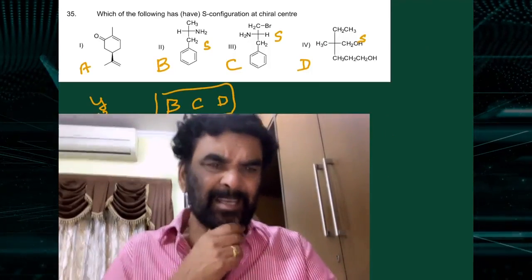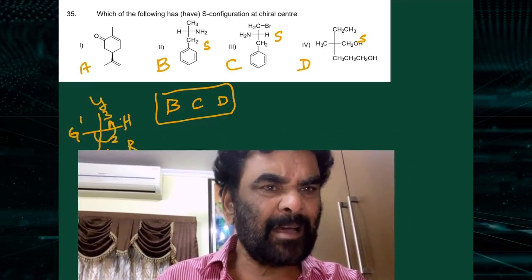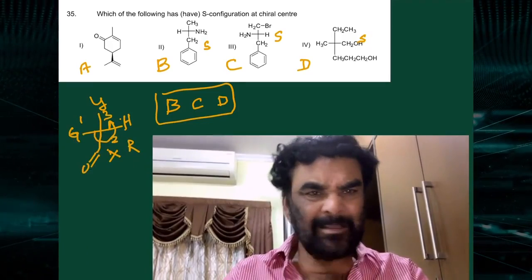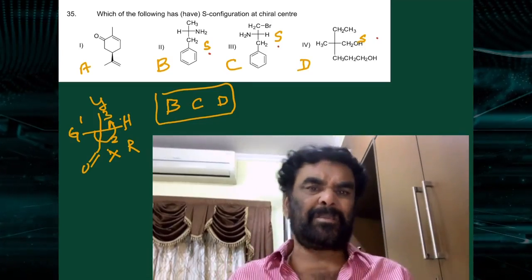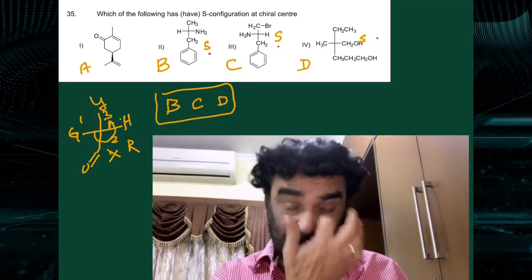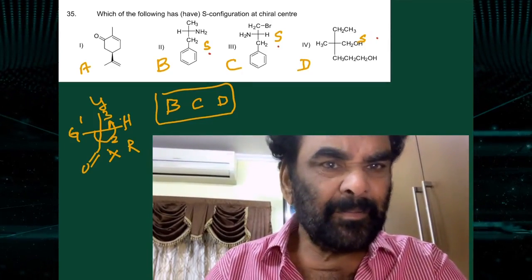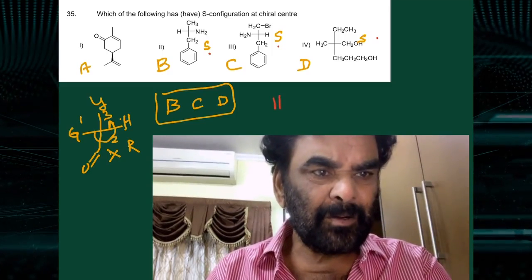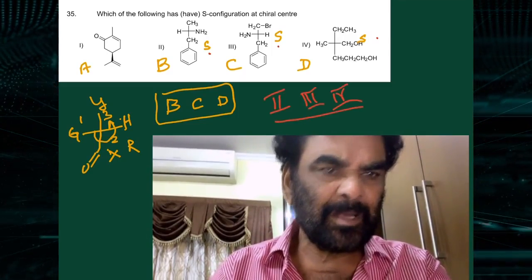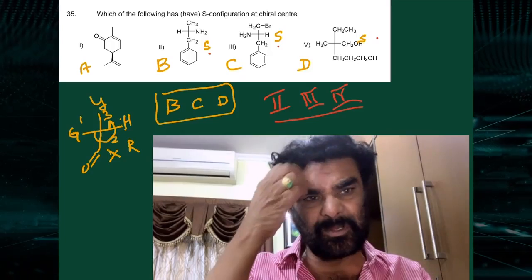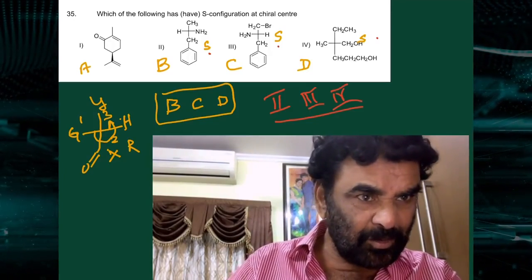Now he has given some options and is asking which of the following has the S configuration at the chiral centers. See, this is S, this is S, this is S, this is R configuration. R configuration. Therefore, molecule 2, molecule 3, and molecule 4 are the correct option. Here the ABCD options are not given, so I have divided. This is the option in which 2, 3, 4 are taken.